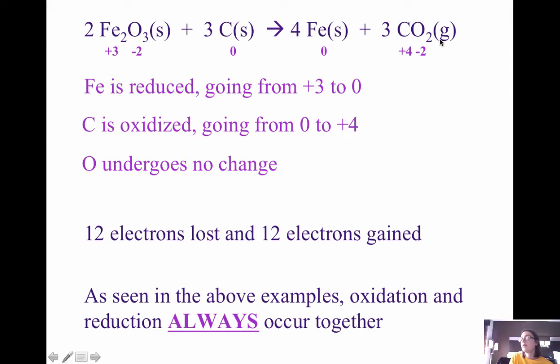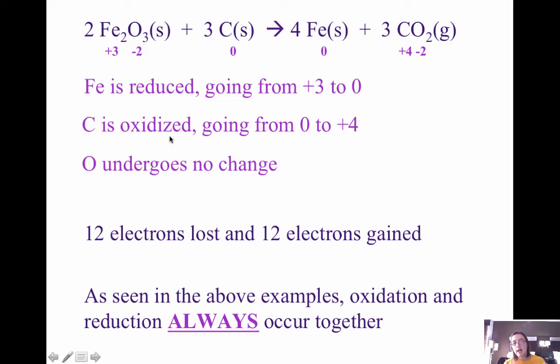Okay, this is not a peroxide, so oxygen is going to be -2. But because this is -2, carbon has to be +4. Remember, they have to equal 0 because all of these compounds are neutral. If all the compounds are neutral, the oxidation numbers have to add up to equal 0. So iron is going from +3 to 0. Its oxidation number is being reduced, so iron is reduced. Carbon is oxidized, and oxygen undergoes no change.